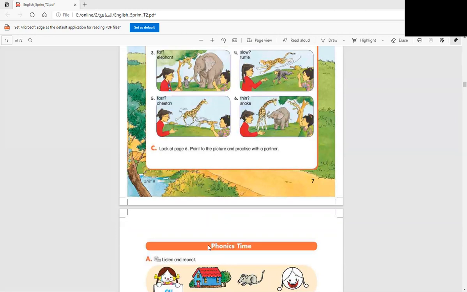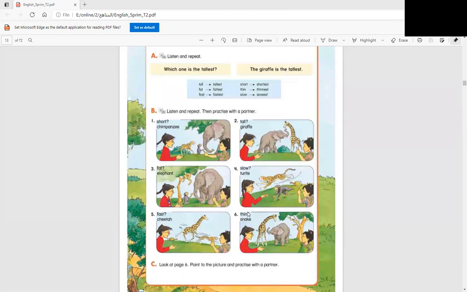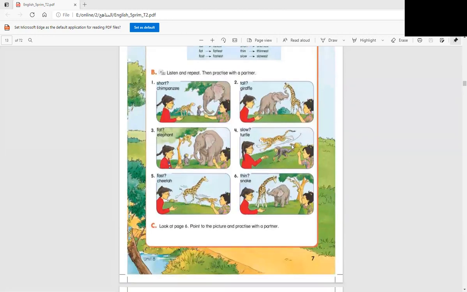The turtle is the slowest. The cheetah is the fastest. The giraffe is the tallest. Okay, so I use it. I'm using the superlative adjectives to compare between more than two things, more than two persons, more than two animals. Okay, so I use the plus adjective plus EST.